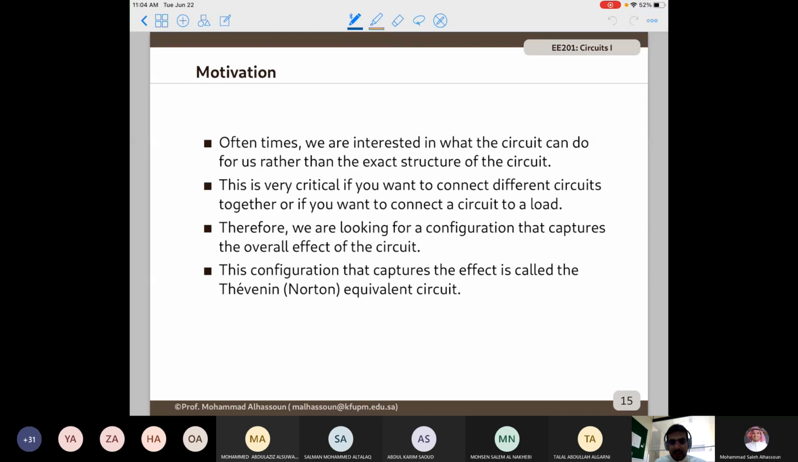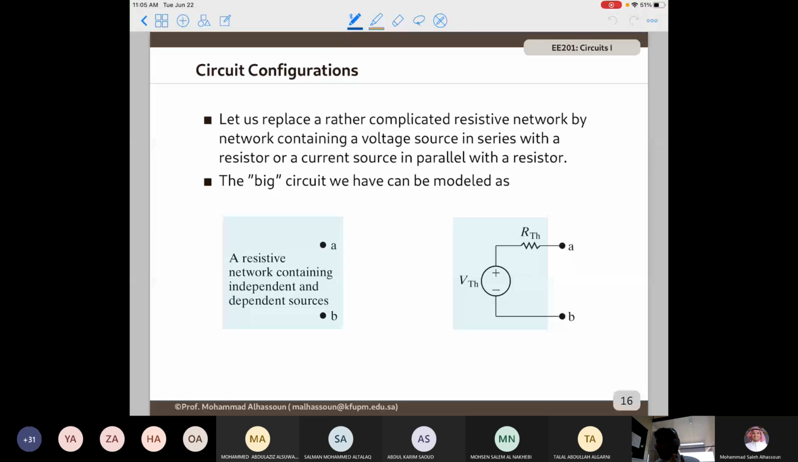So it turns out there is a nice approach, a nice configuration called Thevenin and Norton equivalent circuit that captures the essence of the parts of the circuit that you are interested in. Let's think about it this way. You have a resistive network containing independent and dependent sources. And you decided to say, well, this is the first point of connection. This is the second point of connection. So I'm going to bring a wire here and connect another device here.